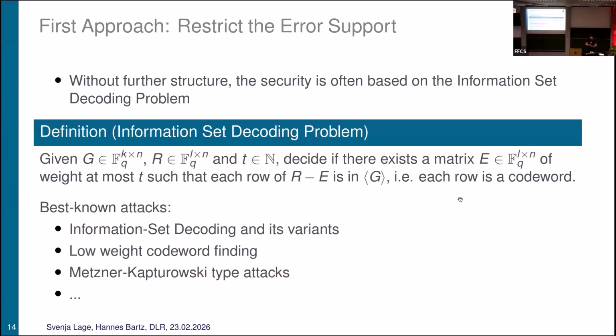Okay, without this structure, what is the underlying security model? What is the hard problem? It's the so-called information set decoding problem. Whenever I have a generator matrix G of a code, a matrix R, and some integer t, I decide whether there exists an error matrix E of this dimension of weight at most t, such that every row of R minus E is in G, which means that it's a codeword. It's a bit different than the classical information set decoding problem, because here I'm considering matrices instead of just a single codeword.